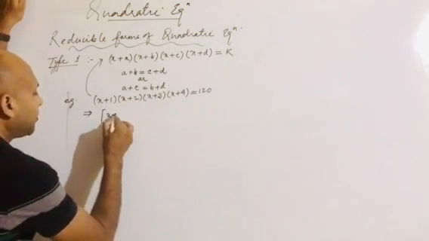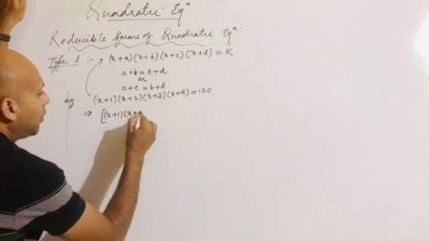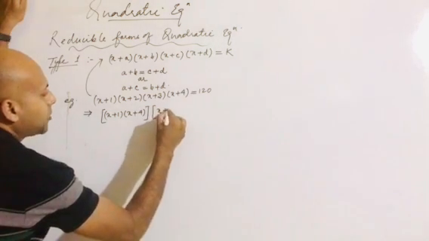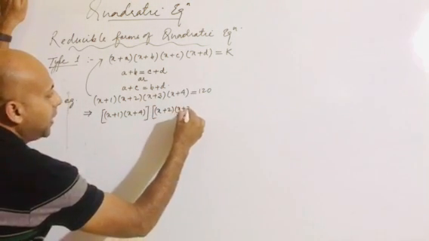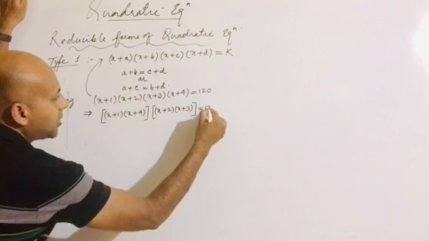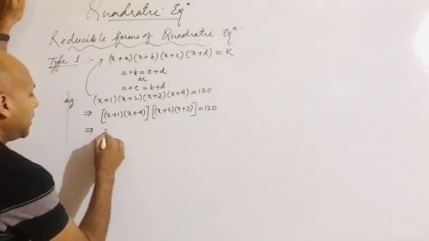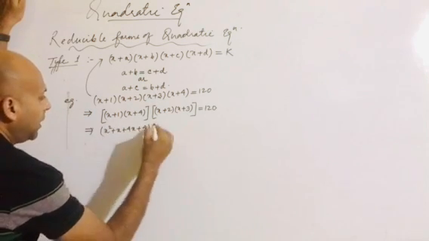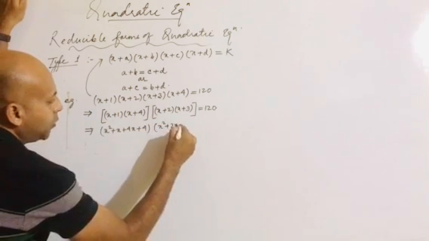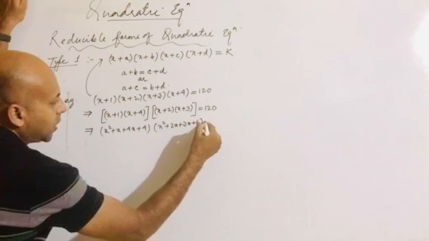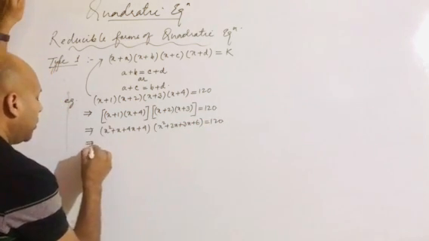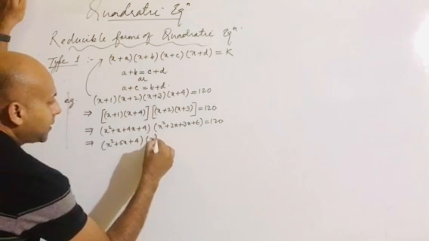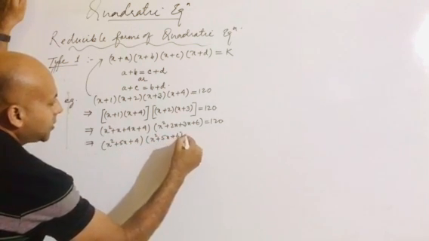The first group is (x plus 1) multiplied by (x plus 4), because 1 and 4 give us the sum 5. Again, this is (x plus 2) and here (x plus 3); 3 plus 2 will also give the sum 5. This is equal to 120. Please do the multiplication. I will have x square plus x plus 4x plus 4 for the first part. And multiplying the second, x square plus 2x plus 3x plus 6 is equal to 120. Now if I add up, the first will become x square plus 5x plus 4, and here I will have x square plus 5x plus 6 is equal to 120.